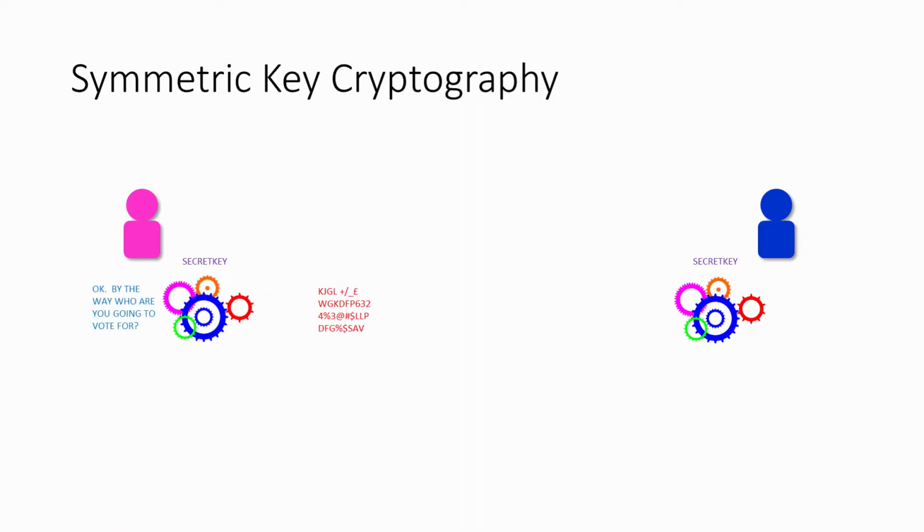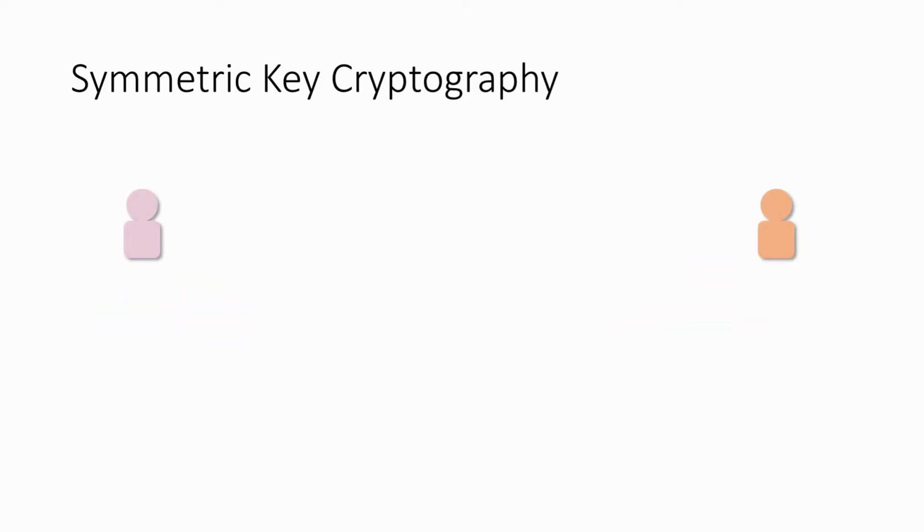But there's a fundamental problem with symmetric key cryptography. This is Albert and Sheila. They want to start sending each other secret messages too, but they've never done it before. What's more, Albert lives in England and Sheila lives in Australia.